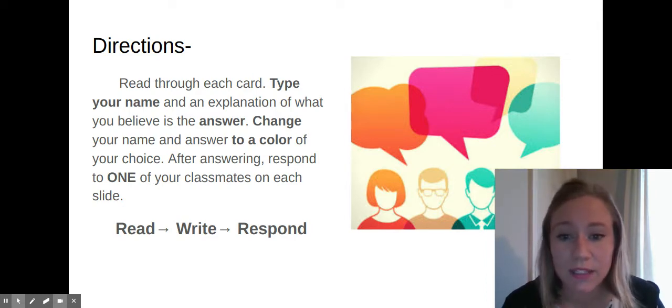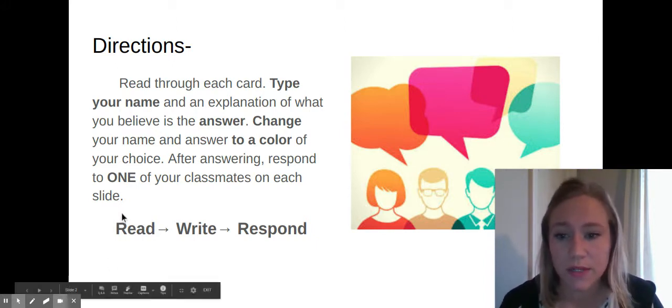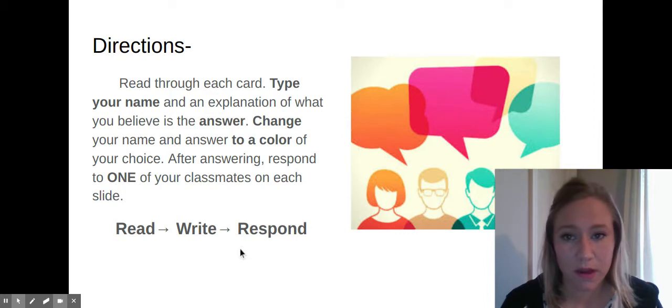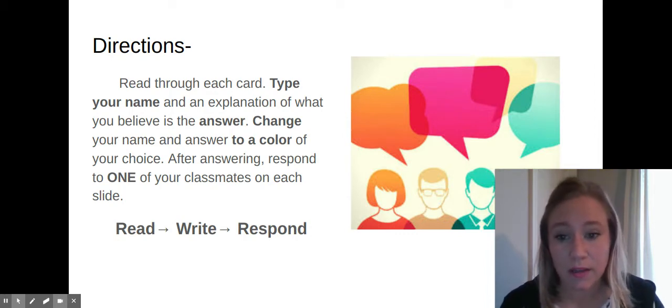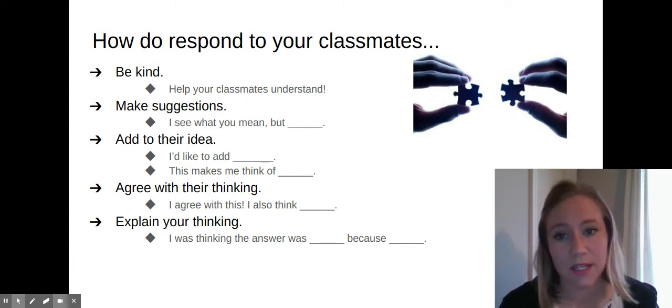And then when you are done answering your own for each slide, all 9 of the cards that I'll go through in just a few minutes, I do want you to go back and respond. So there are 3 steps. You're going to read the card, write your answer, and then respond to one classmate on each slide. That's kind of a new thing, but I think it's really important for us to use those tools, use that collaboration to help us all understand.